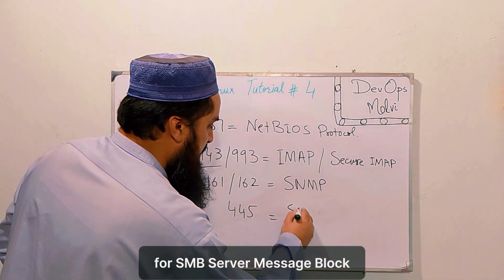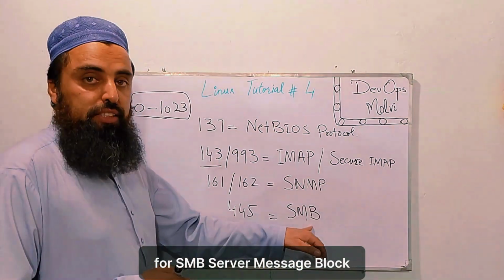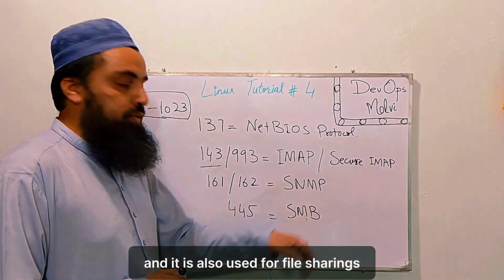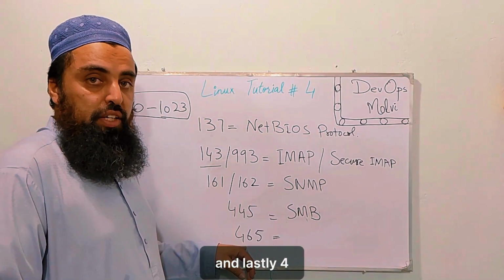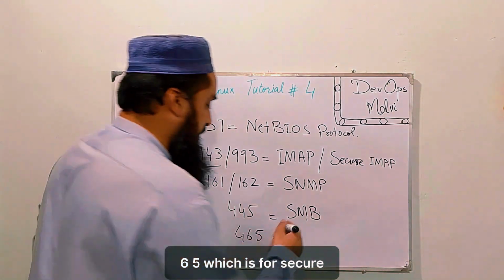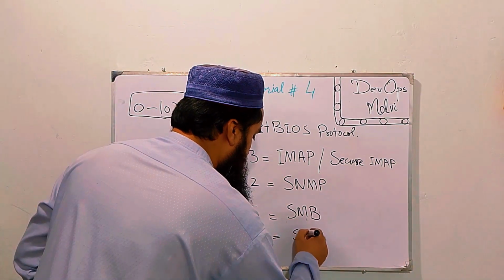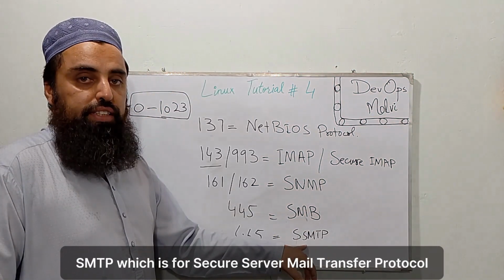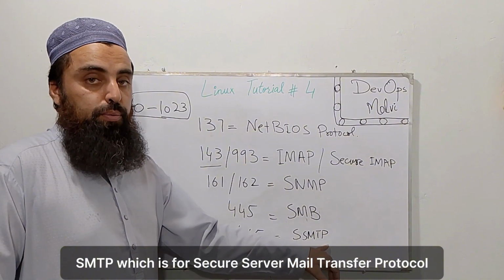445 for SMB, Server Message Block, and it is also used for file sharing. And lastly, 465, which is for secure SMTP, secure Simple Mail Transfer Protocol.